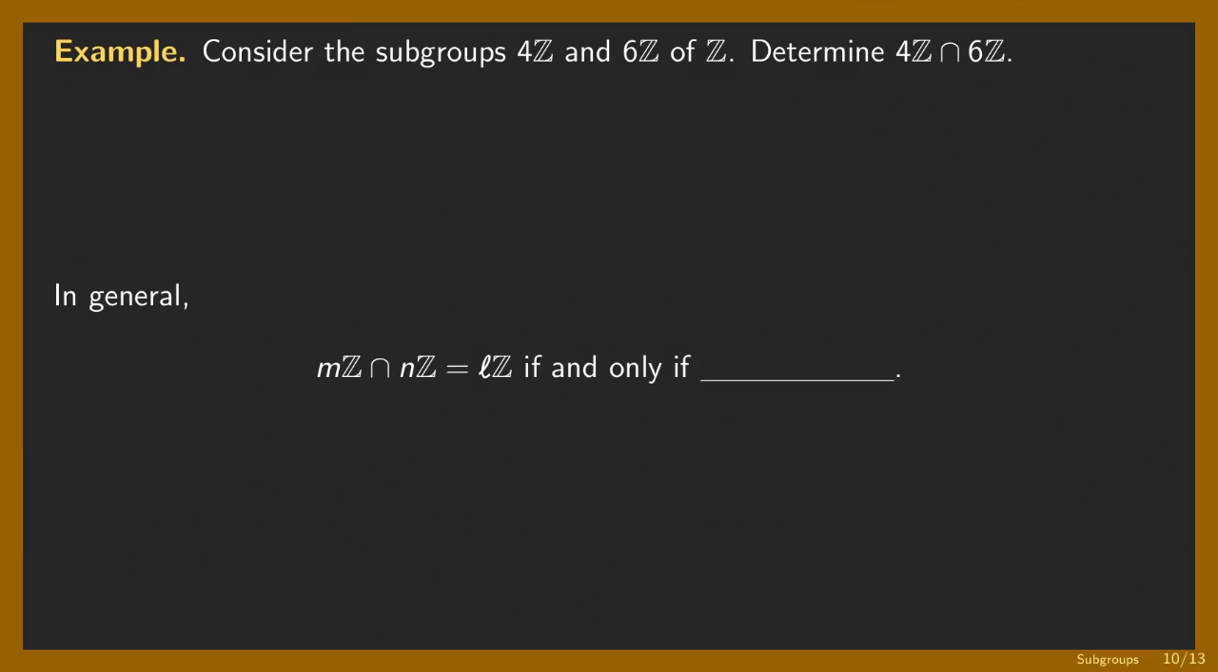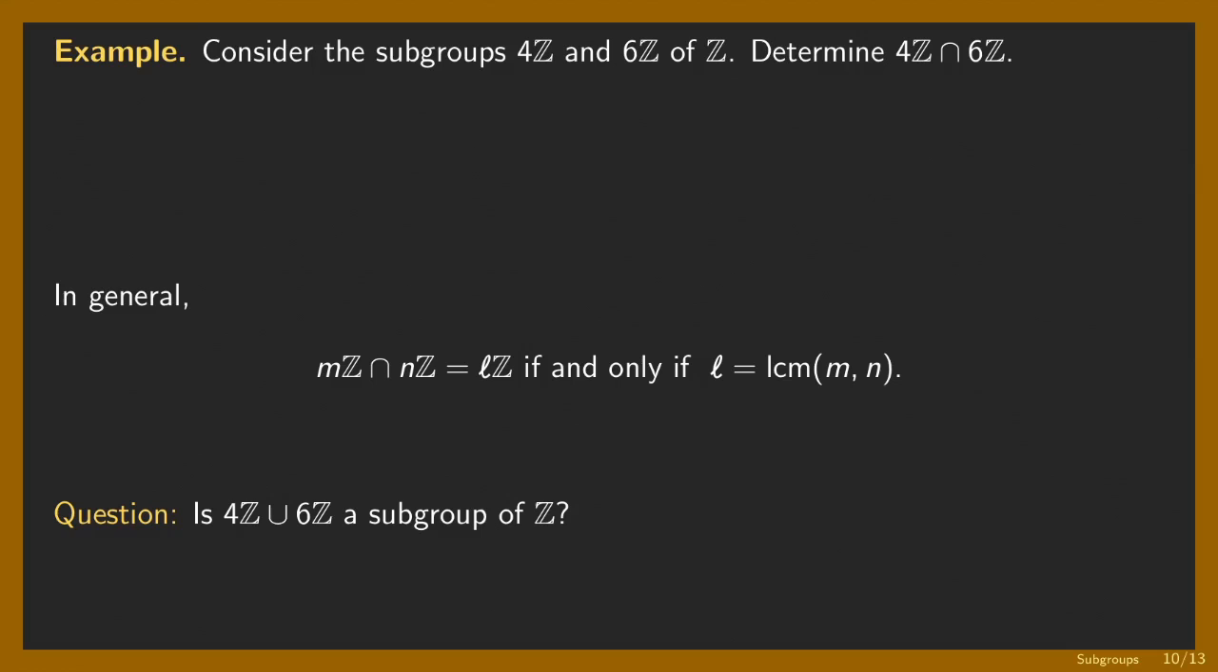So the intersection of MZ and NZ is LZ if and only if ano yung relationship ng L, M at N. You can pause if you want to think about it. So, what's the answer? You were correct.